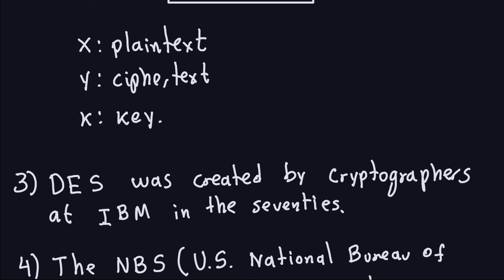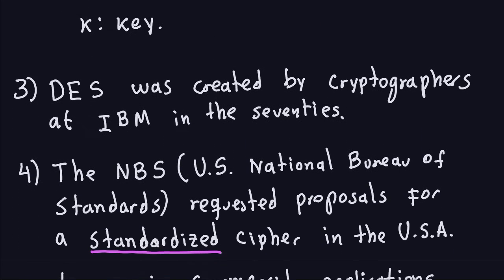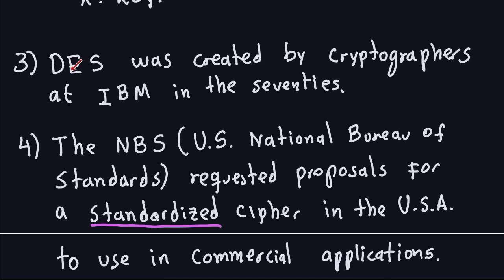Okay, so as I said, it was created by a private company, and the Data Encryption Standard was created by cryptographers at IBM in the 70s. Now, this was not the original name of the cipher. When IBM created the cipher, it was not called DES. This was the name that was given by the US government once the cipher was created.